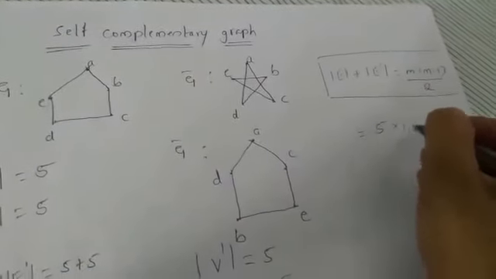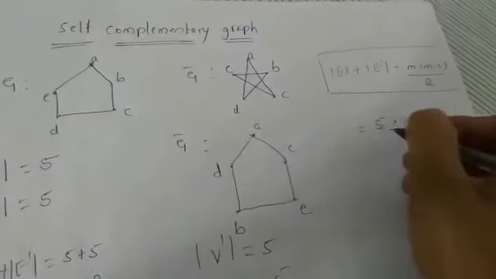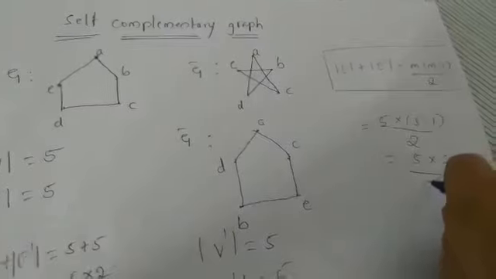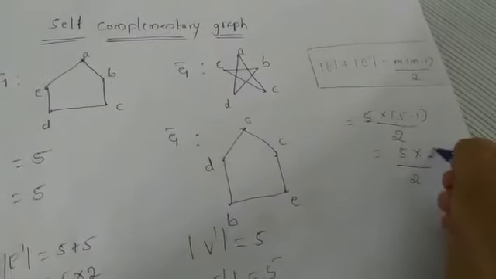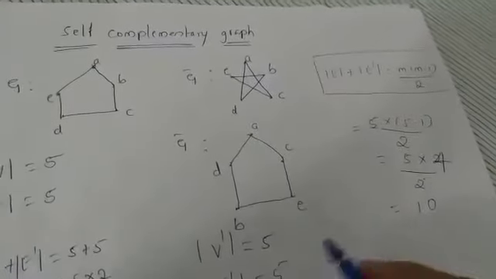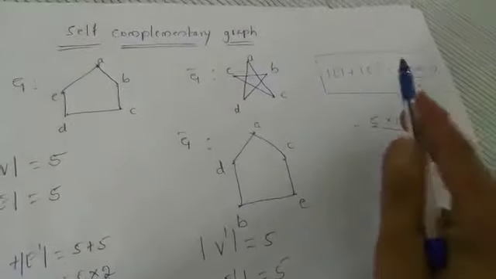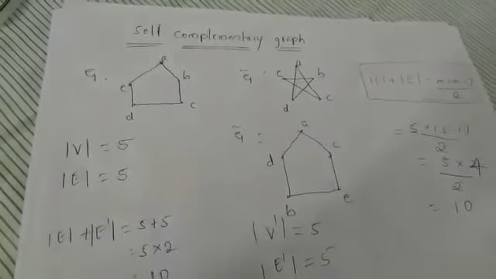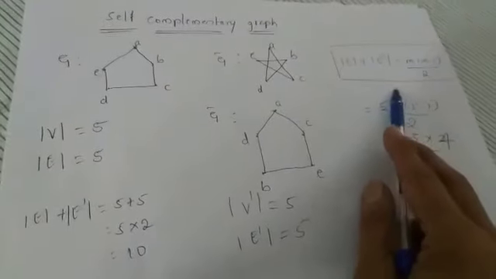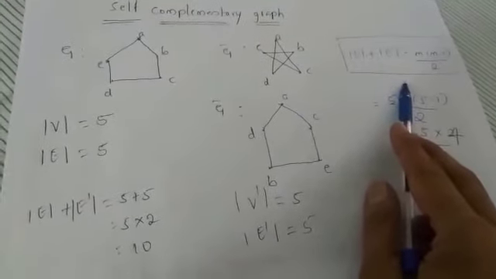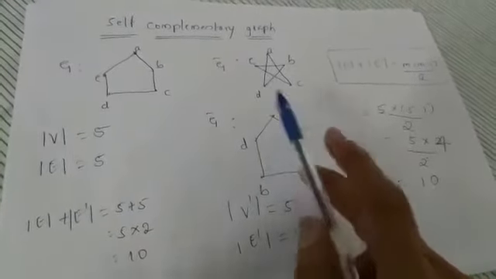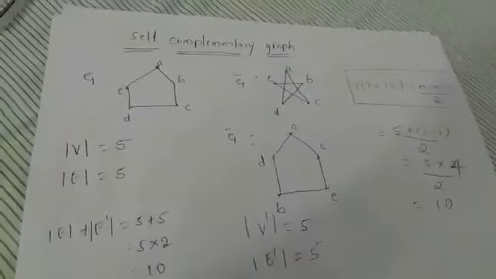5 into 5 minus 1 divided by 2. So 5 into 4 divided by 2. It is 10. So the total number of edges we got using this formula is exactly the same. Now I'll use this relation while proving the number of vertices in a graph where the graph is self-complementary.